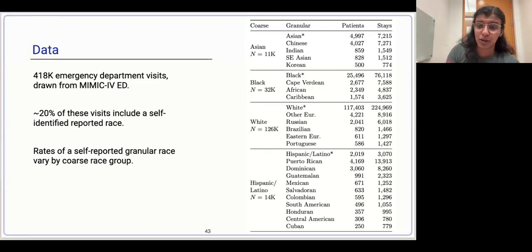I'll use the term coarse race group to refer to the broader racial grouping, for example, Asian or white, and I'll use the term granular race to refer to more specific racial groupings, for example, Indian or Chinese. So one thing I think is particularly interesting here is that rates of identifying with a more granular group vary by coarse race. So a majority of white and Black patients identify as only white or Black, whereas a majority of Asian and Hispanic patients do identify with a more granular subgroup. So even these dynamics vary across coarse race groups.